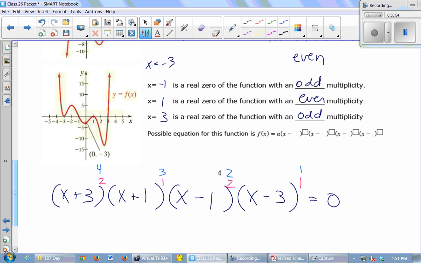Because if I were to stretch this whole graph, its zeros would stay in the same place and they would have the same multiplicities. So I don't know what the A value is, and I don't know exactly what the multiplicities are. So I'm just trying to make a connection between what this graph looks like and what its equation must have looked like in general without knowing everything about it. So this would be plus 3 squared plus 1 to the first minus 1 squared and minus 3 to the first.